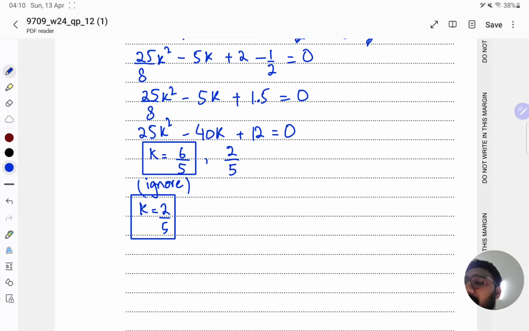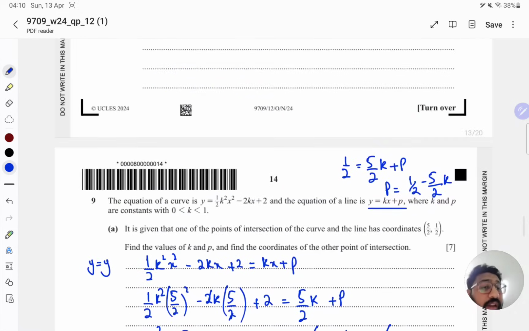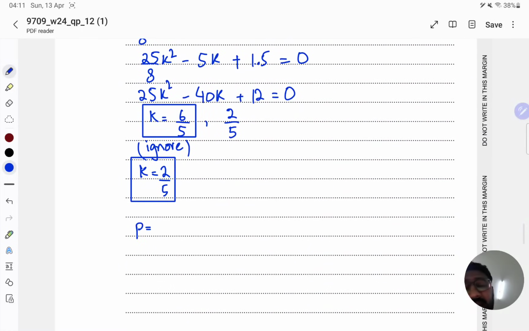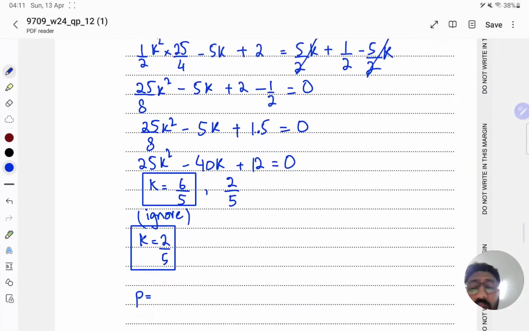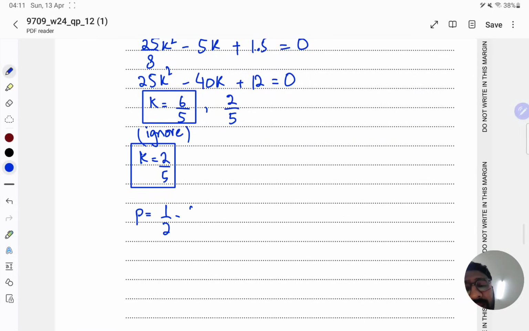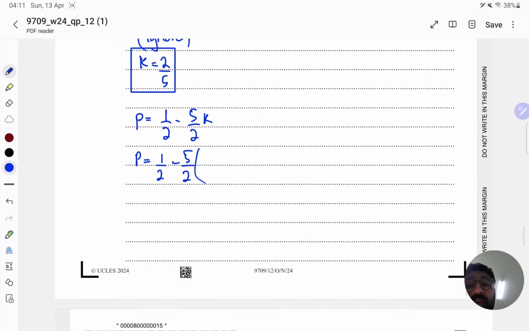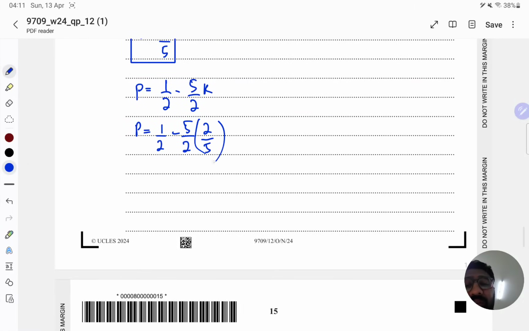Now to find the value of p, we already know the formula for p, that p is basically equal to 1/2 minus 5/2 k. Just substitute the value of k over here, which is 2/5. Simplify: 1/2 minus 1, so the value for p will be minus 1/2.